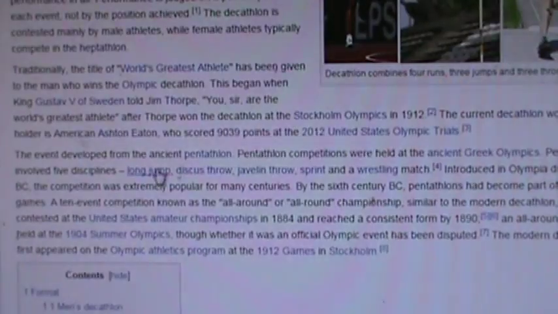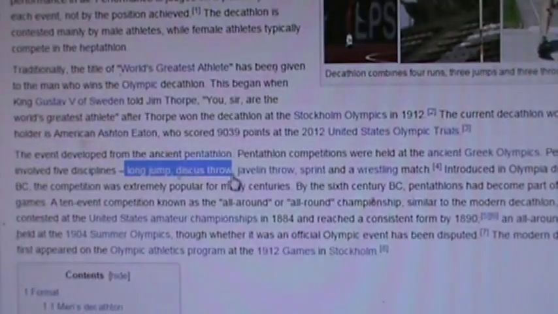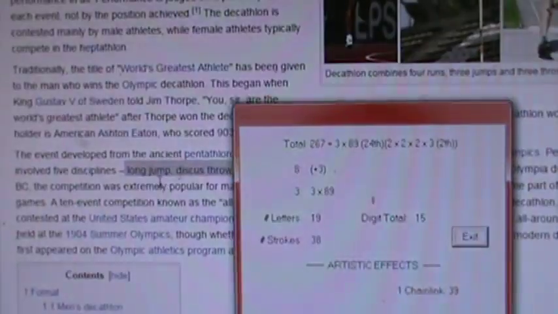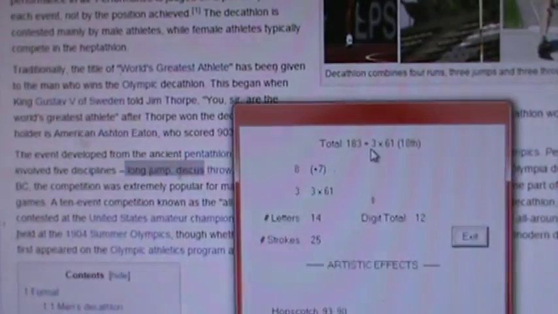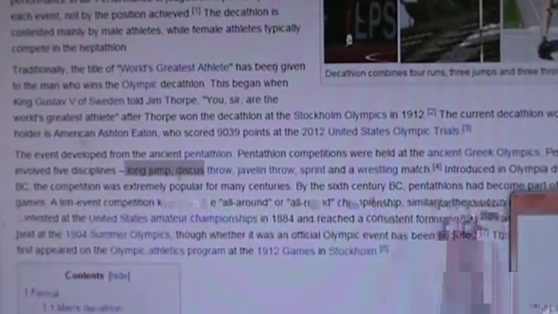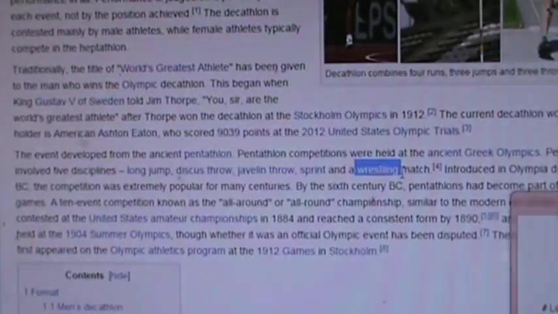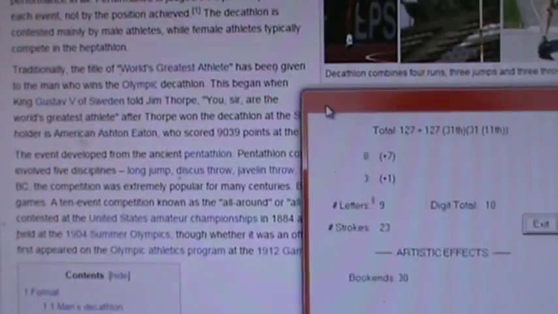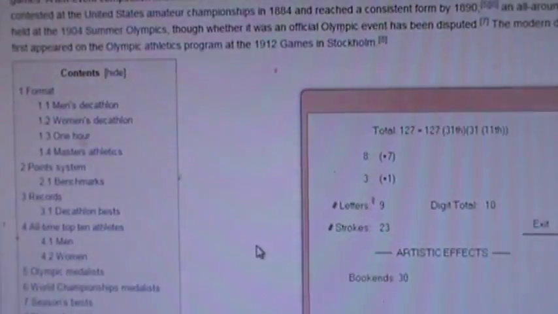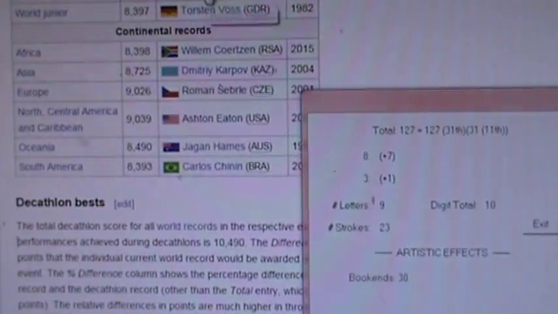So the ancient events were the long jump, aha. The discus, the javelin. So the long jump and the discus to this day divide by 3. Together they make a triple of the 24th prime. If you don't put the word throw in, it equals Christ the Redeemer, Christ the Redentor. Sprint divides by 3. And then, yeah, wrestling is +1, just like javelin. Interesting. Okay, so that's a good bonus for you. Cool. And then records, of course, Ashton Eaton has the world record, 9,039. World junior as well.